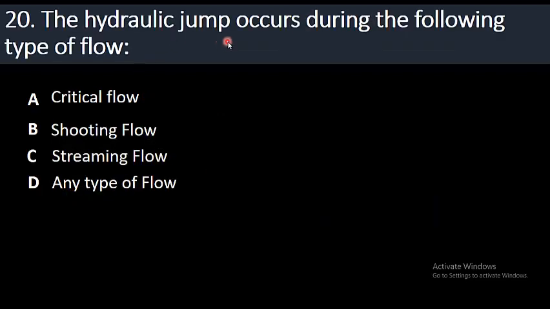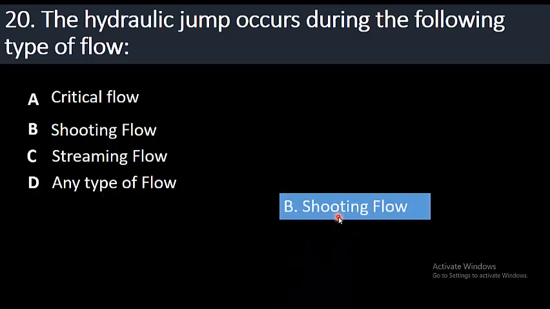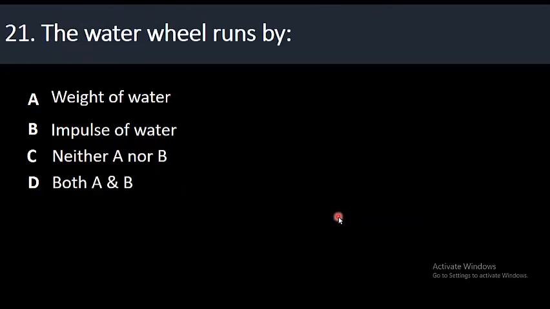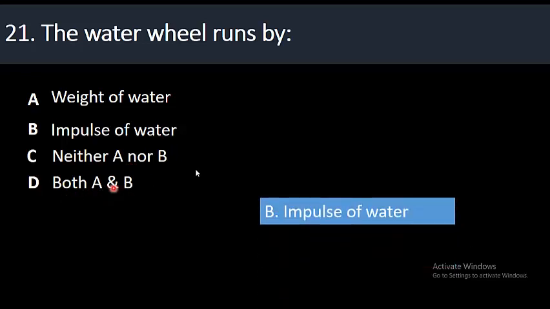The hydraulic jump occurs during which flow type: critical flow, shooting flow, streaming flow, or any type of flow? The right answer is shooting flow. The hydraulic jump occurs during shooting flow. Number 21: the water wheel runs by weight of water, impulse of water, neither A nor B, or option D both A and B. The right answer is option B, impulse of water. The water wheel runs by impulse of water.